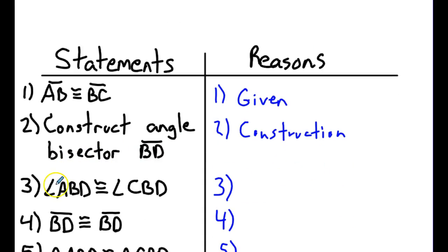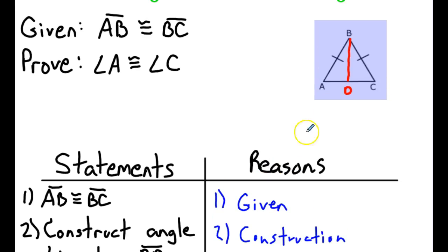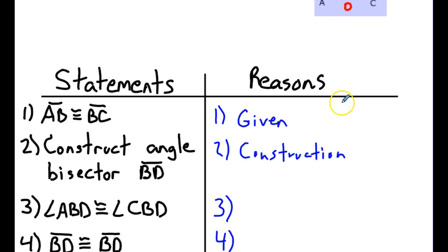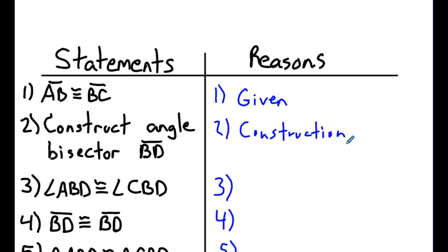Now step 3, angle ABD is congruent to angle CBD. That is simply the definition of an angle bisector. So we know if we constructed that angle bisector, those two angles must be congruent to each other.